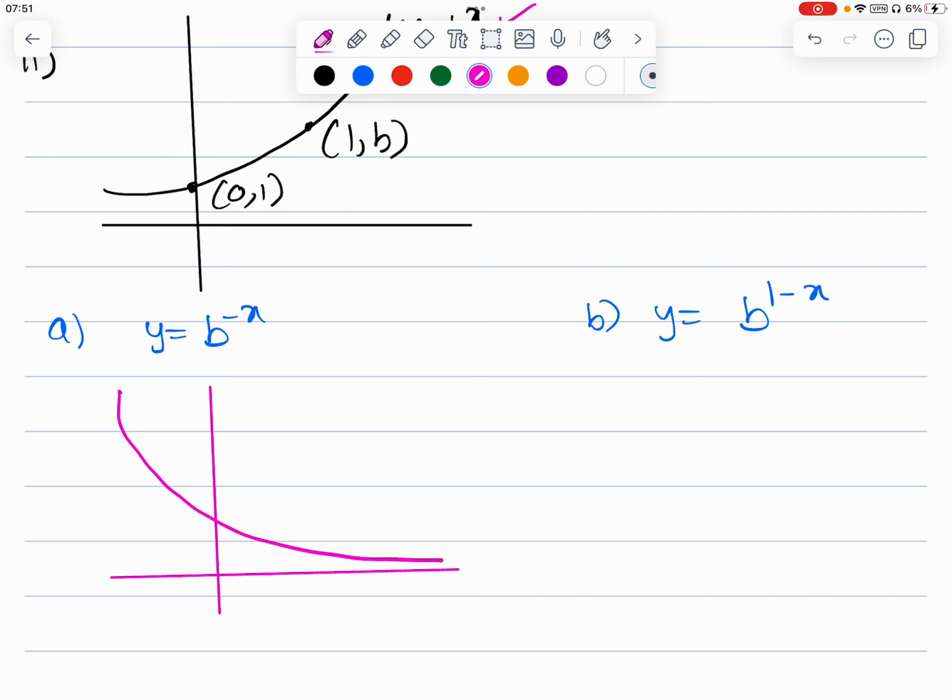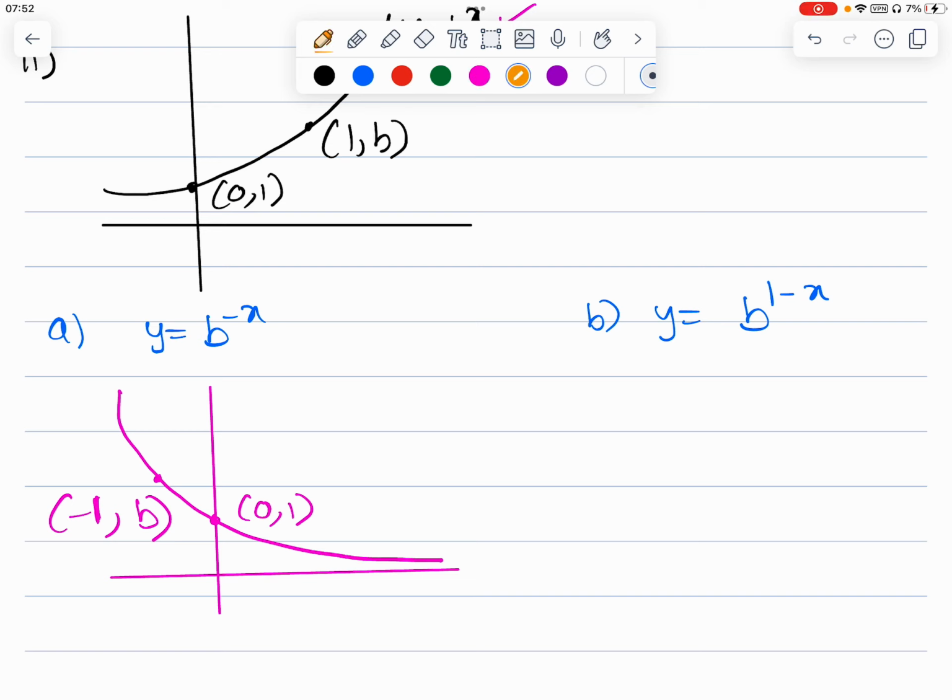This point is still going to be (0, 1), because when you plug in 0 you get 1. Whereas if I plug in x as negative 1, then I get y equals b to the power of 1. So (negative 1, b). This is going to be the graph. B to the power of x is an increasing function. B to the power of minus x is going to be a decreasing function.